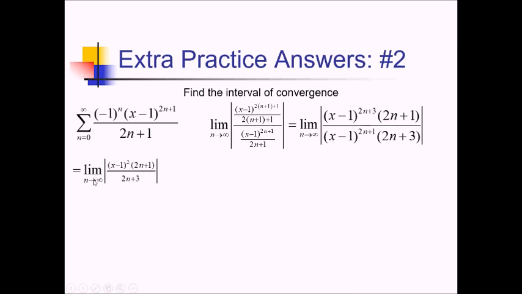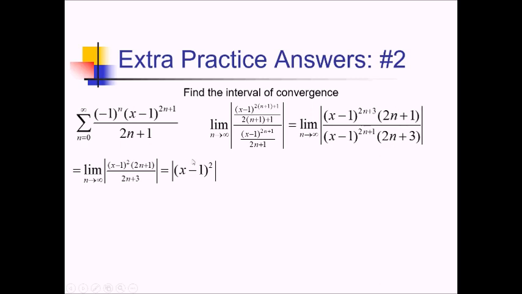So as n approaches infinity, this plus 1 can be ignored. So can this plus 3 down here. So we have 2n over 2n, and the only difference is that we still have an x minus 1 squared up here, which this whole squared parentheses is treated as a constant at this point. So as n approaches infinity, we can actually just cancel out those 2n's, so we just end up with x minus 1 squared inside the absolute value.